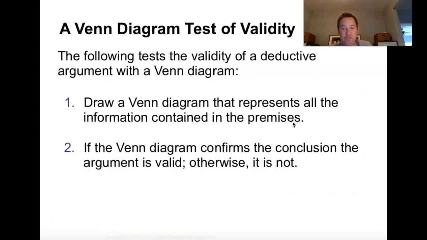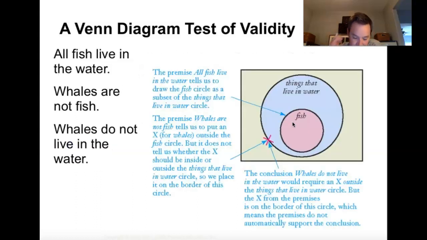All right, so we can use Venn diagrams to test validity. The way you do it is you draw a Venn diagram that represents all the information contained in the premises. And if the Venn diagram confirms the conclusion, the argument is valid. Otherwise, it is not. So let's go over how to do that in an example. So here is a propositional argument. All fish live in water. Whales are not fish. Therefore, whales do not live in water.